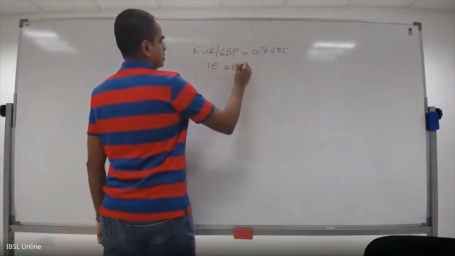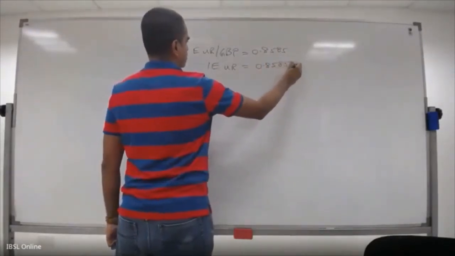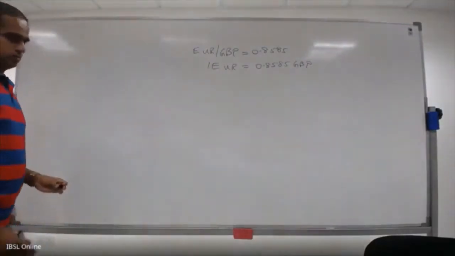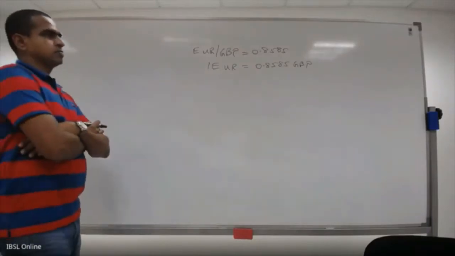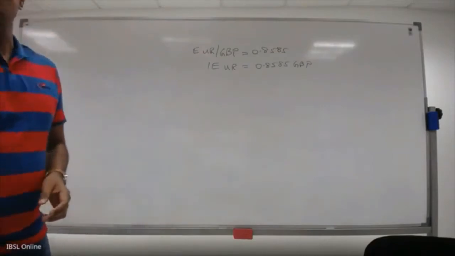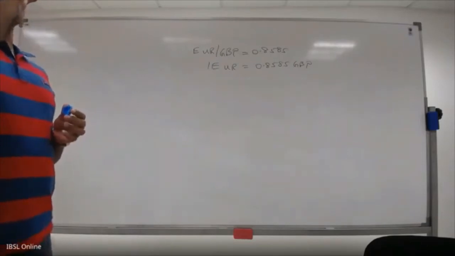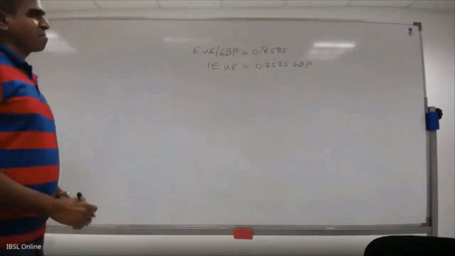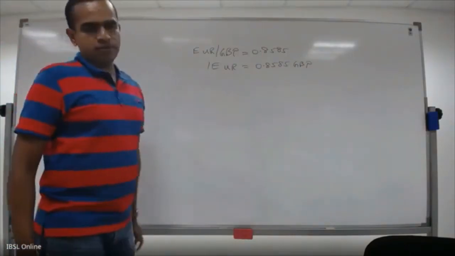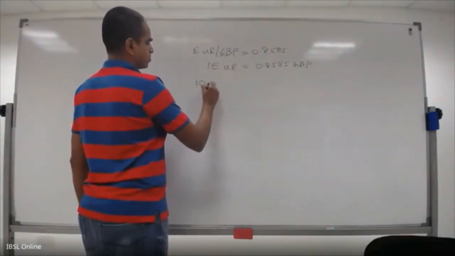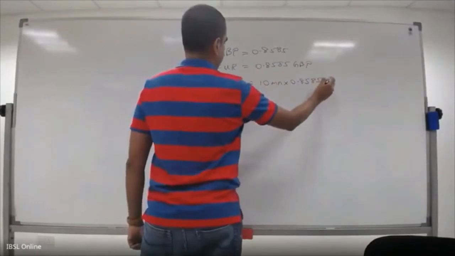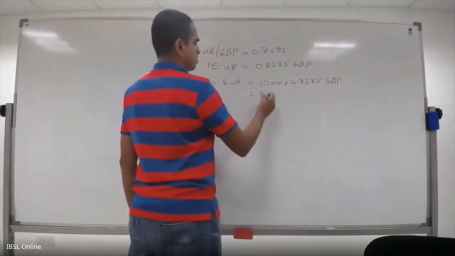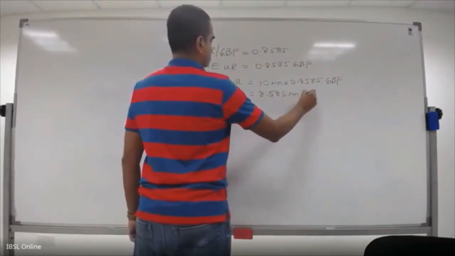Right? 1 euro is 0.85 sterling. If you have 10 million euros, it's 10 million times 0.8585 sterling, which is 8.585 million sterling.